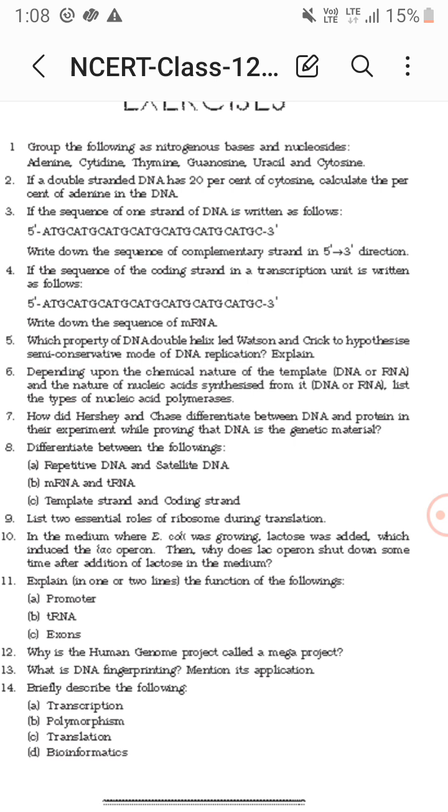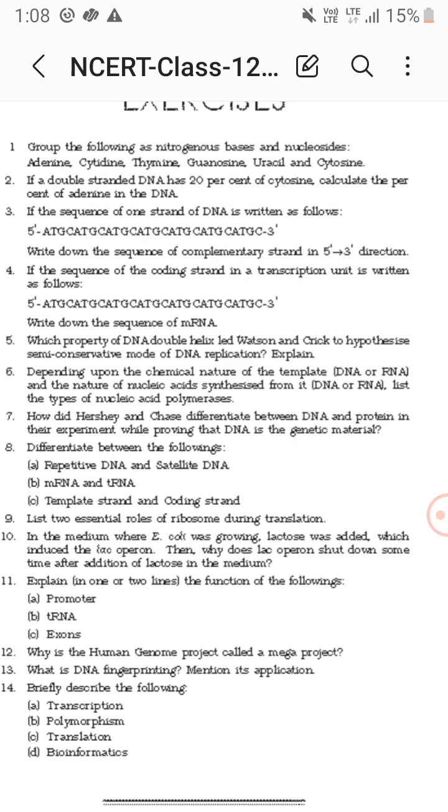How did Hershey and Chase differentiate between DNA and protein in their experiment while proving that DNA is the genetic material? By using radio labeled phosphorus 32 for DNA and sulfur 35 for protein.